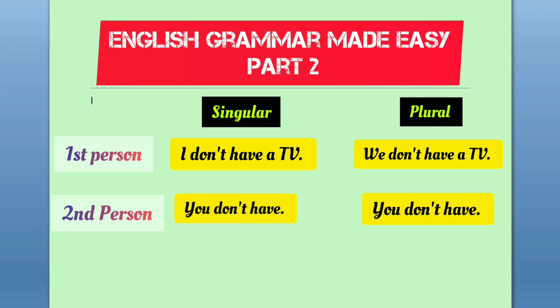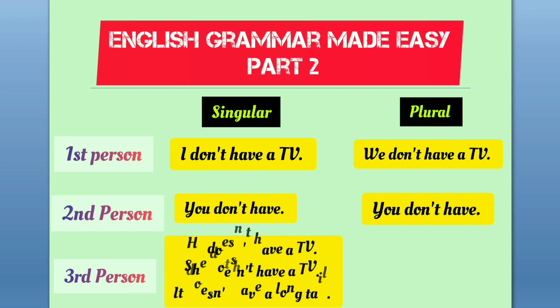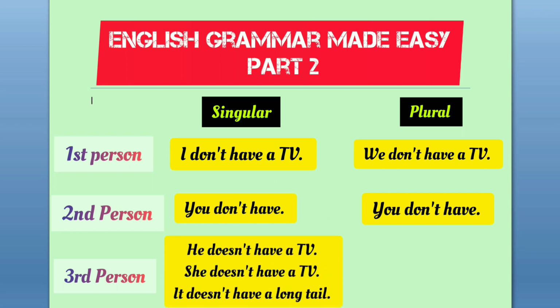But in case of third person singular number, as you see on your screen, we use doesn't, okay? So see the first one, he doesn't have a TV, that is singular. Similarly, we can also say she doesn't have a TV, okay, that is also singular number. And we can use it also: it doesn't have a long tail. So in case of it also, we use doesn't have.